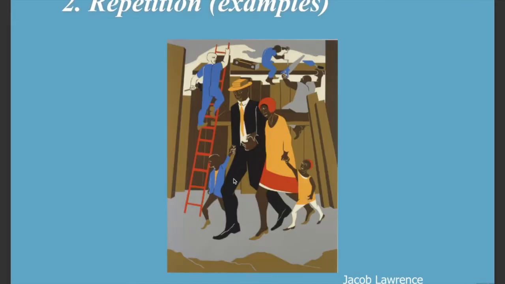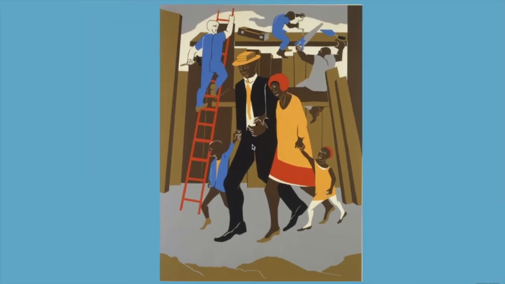What's going on here? Okay, we have repetition of color. Okay, blue, yellow, brown, gray. Repetition of a similar type of smooth texture. Okay, smooth shapes that are repeated across the design.